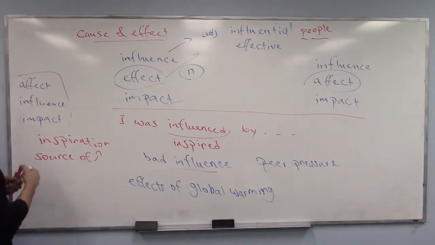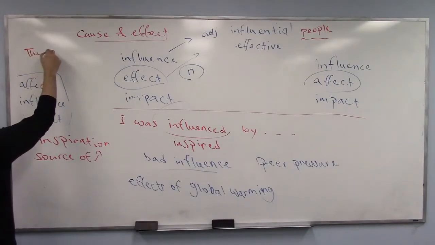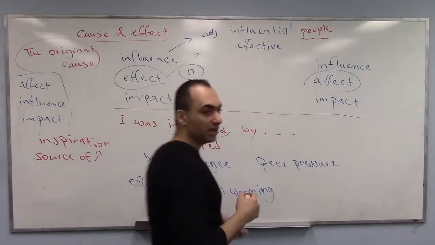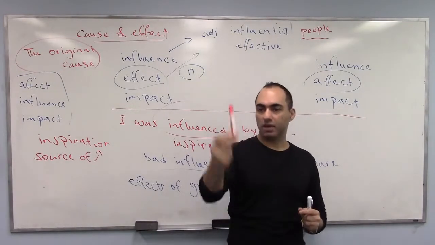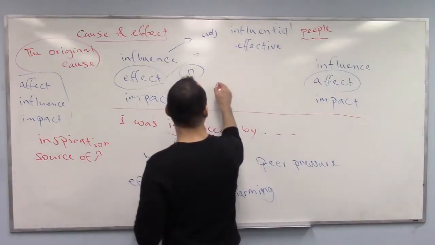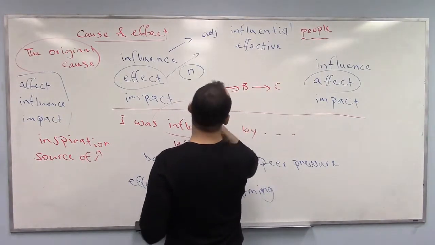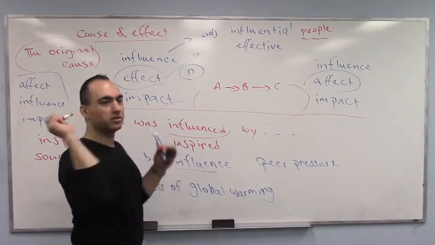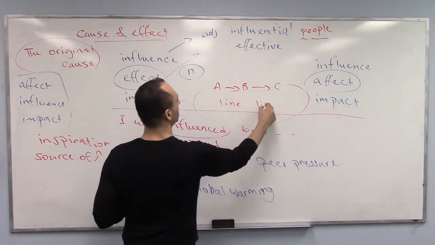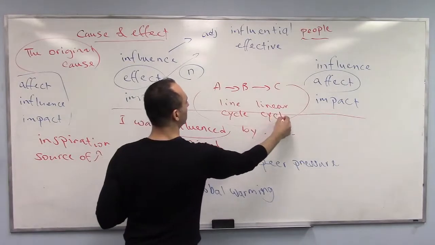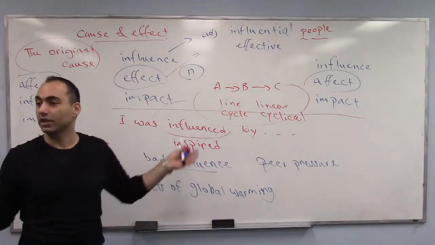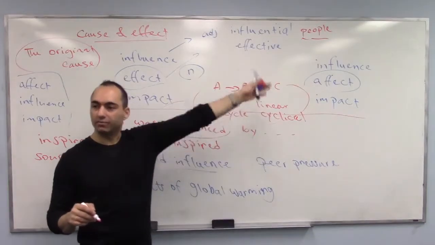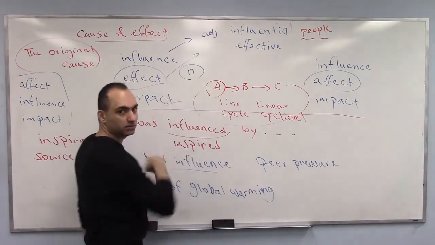The religious people believe that the original cause is God. Because if you believe in cause and effect, everything causes something. If A causes B, then B causes C. This goes on and on. Sometimes it's cyclical, sometimes it's linear. Linear is a line, cyclical is a cycle. Whether it's linear or cyclical, I don't want to get into that argument. But A influences B, B influences C, C influences D, so A would be the original cause if there's nothing behind it.